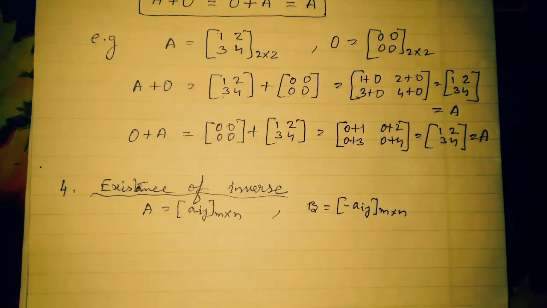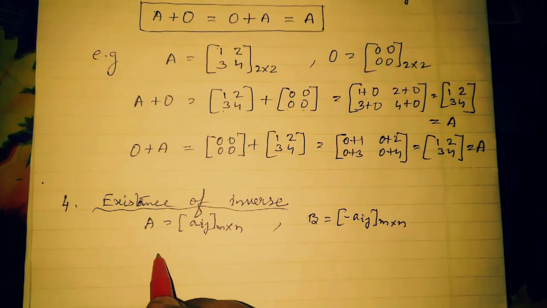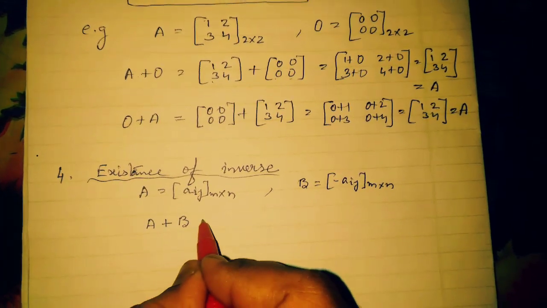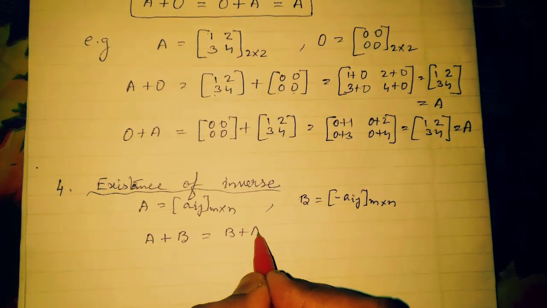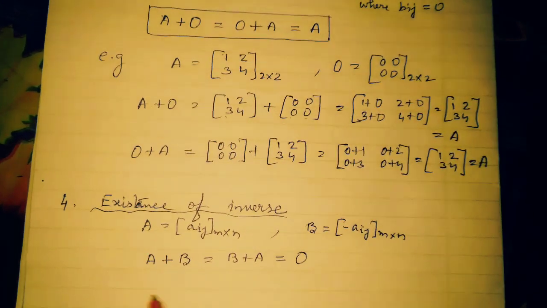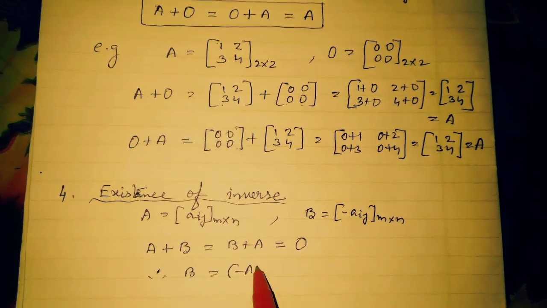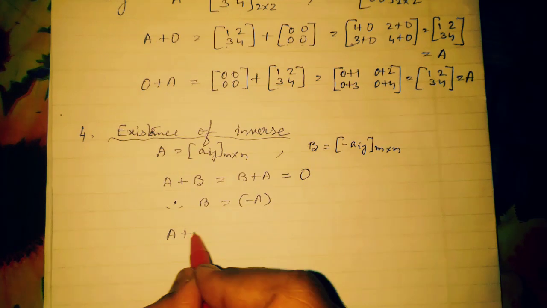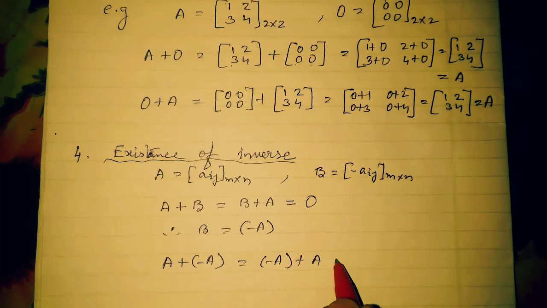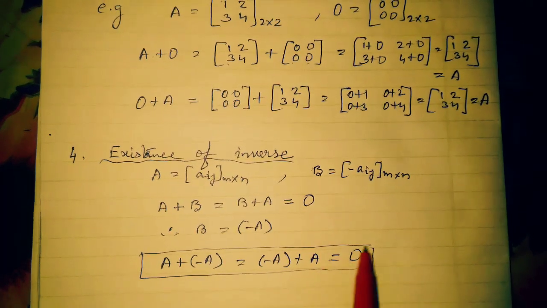So according to this, if we add A with B, or if we add B with A, that value will always be the null matrix. This is called the existence of inverse. So what is B here? The value of B will be minus A. That means A plus minus A equals minus A plus A, which equals the null matrix. That means the additive inverse is minus A of the matrix.